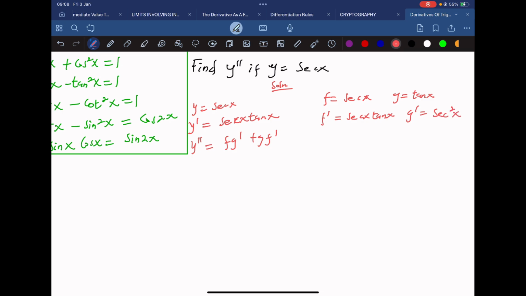So doing our substitution, we have y double prime to be f, which is just secant of x, multiplying g prime, which is secant squared of x, then plus g, which is tan of x, times f prime, which is sec of x multiplying tangent of x. So in this case, we have y double prime is equal to secant cubed of x, then plus this times this, we have tangent squared. So we have tangent squared of x multiplying secant of x. And that is your solution.